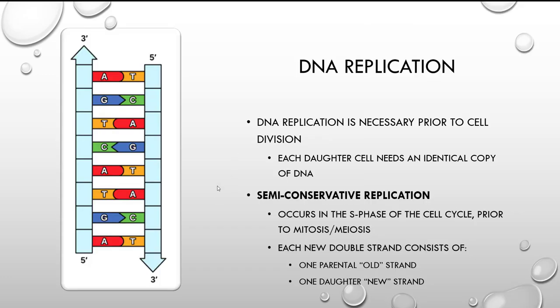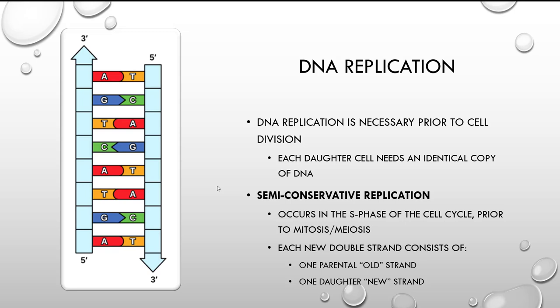All right, so every time we need to make a new cell in our body, we need to first make a copy of our DNA. Each one of our cells has a nucleus, and inside the nucleus is our entire genetic code, on our DNA. Prior to cell division, we need to make a copy of that genetic code so that it can pass into the daughter cell. So we need an identical copy of it. We're going to talk about how that occurs.